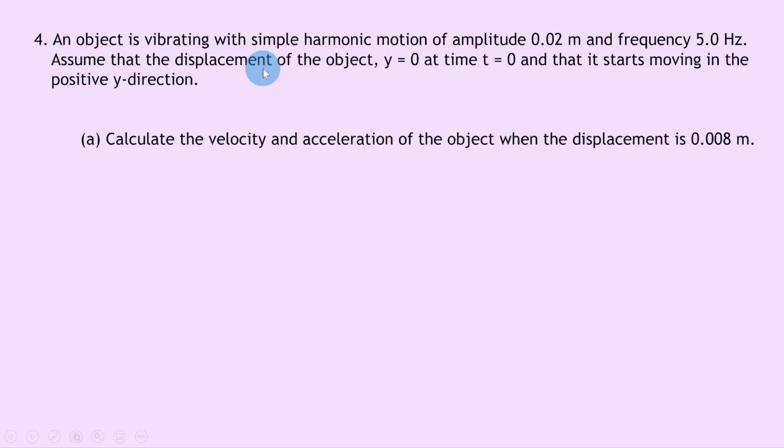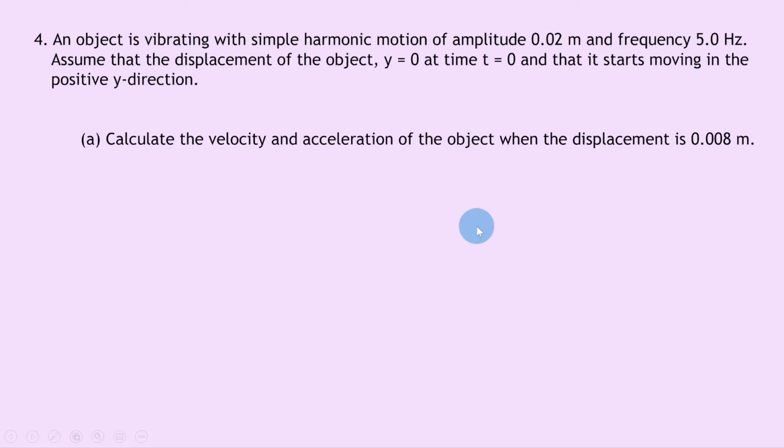Question 4 then says an object is vibrating with simple harmonic motion of amplitude 0.02 meters and frequency 5.0 Hz. Assume that the displacement of the object y equals 0 at time t equals 0 and that it starts moving in the positive y direction. Part A says to calculate the velocity and acceleration of the object when the displacement is 0.008 meters.